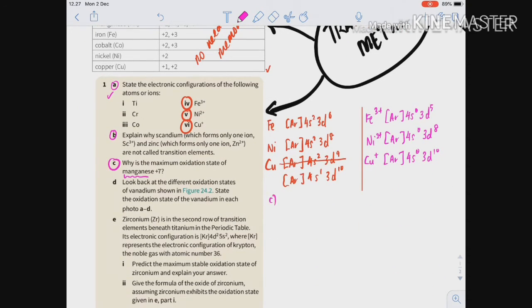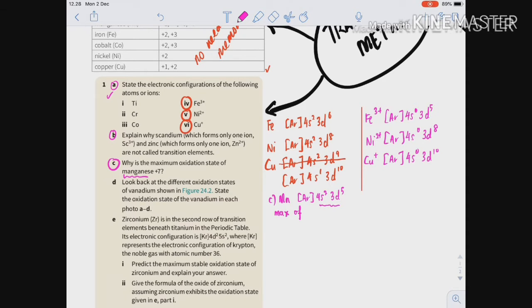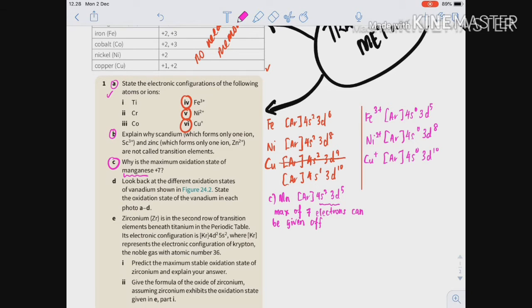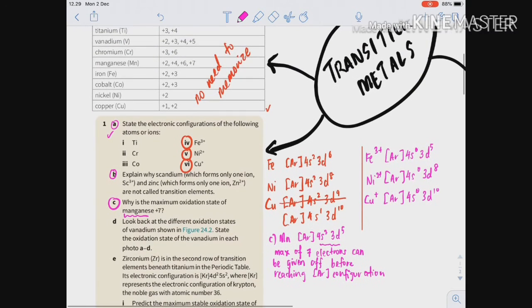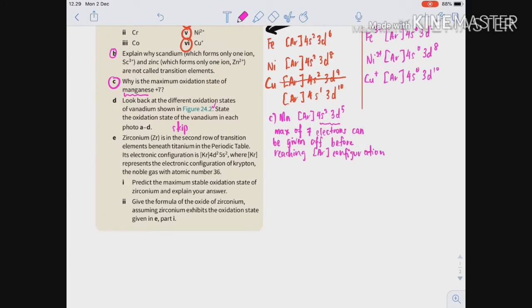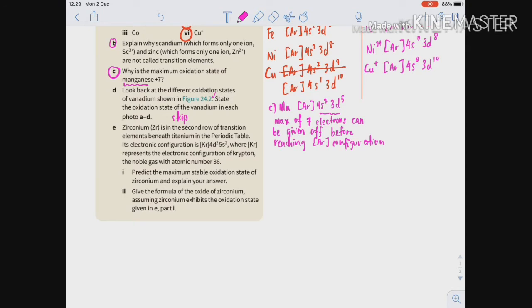The maximum oxidation number for manganese is +7 because only 7 electrons at most can be removed before achieving the stable electronic configuration of argon. This question is similar to C.